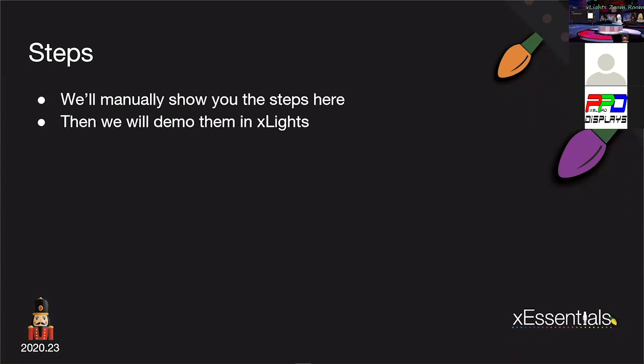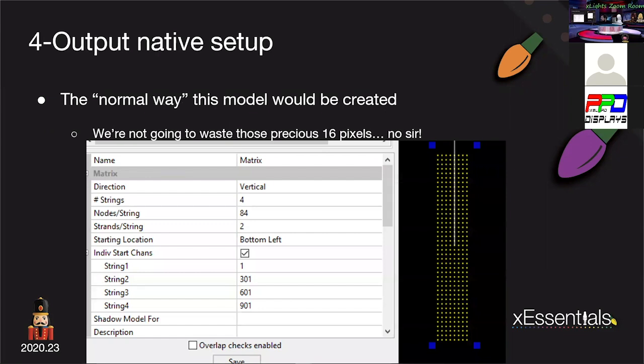So number one, we're going to start with the 4 output native way that you might wire this. And the native way that we would wire this is 4 strings, 84 pixels per string, and then 2 strands per string. So basically, and we can show you this later, your first pixel would be here at the bottom left. It would go up 42, over and down 42. That would be your repeating pattern. You'd have 4 strings at 84 pixels.